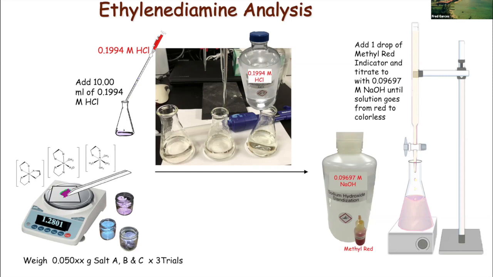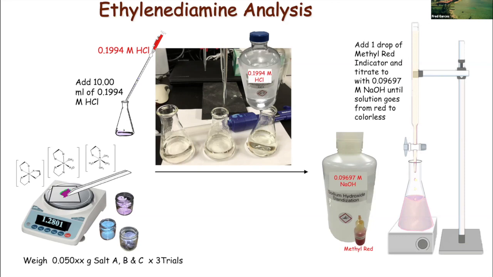If you now have the moles and you have the mass, then you can figure out the percentage of ethylene diamine in that compound. You take the moles of ethylene diamine, use the molar mass of ethylene diamine to get the mass, and the percent of ethylene diamine is just the mass of the ethylene diamine divided by the mass that you weighed out here. I will go over those calculations on Wednesday when all these videos are up. But that's your ethylene diamine analysis.